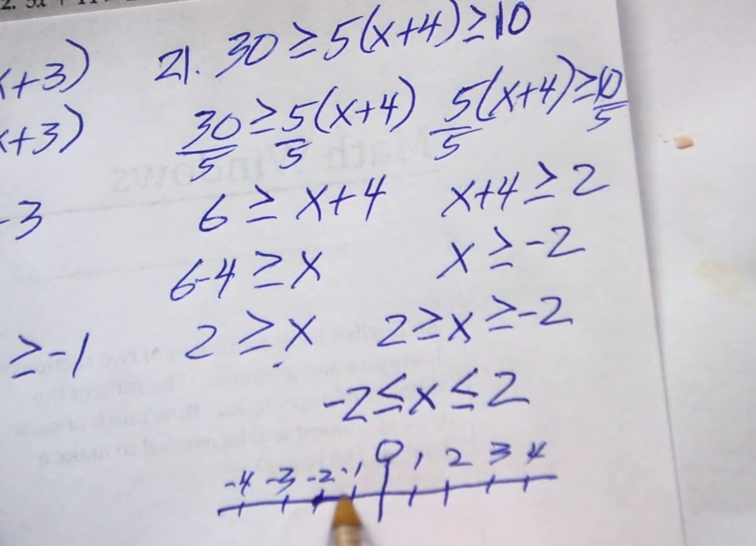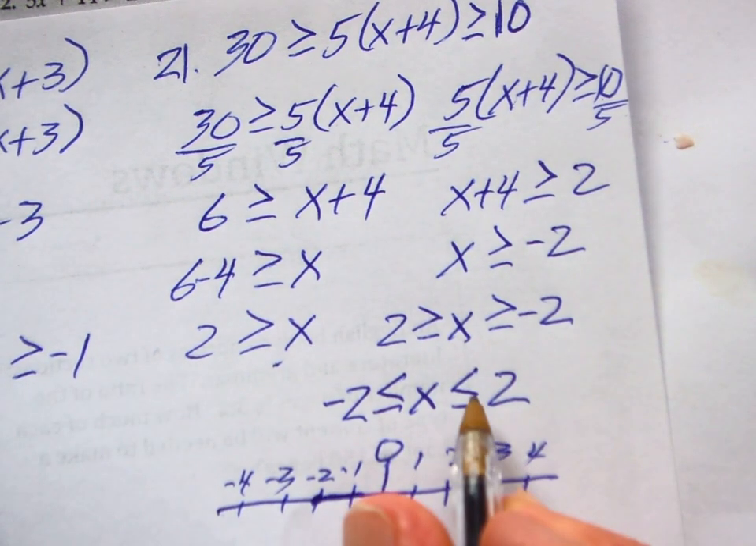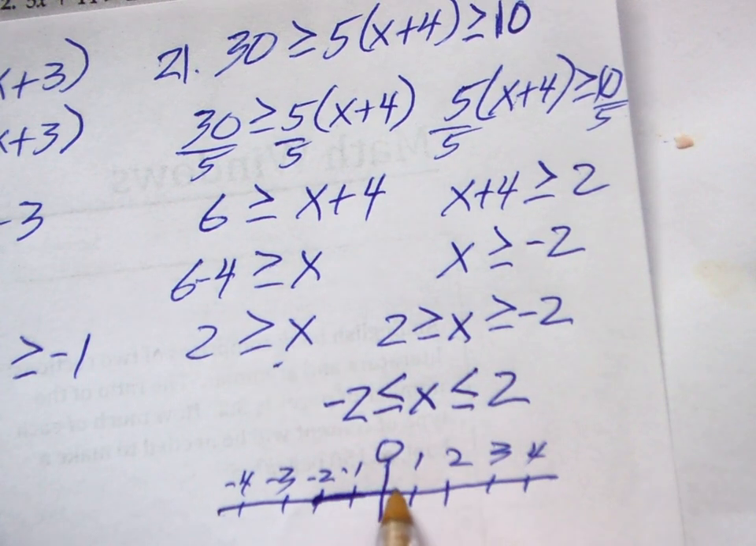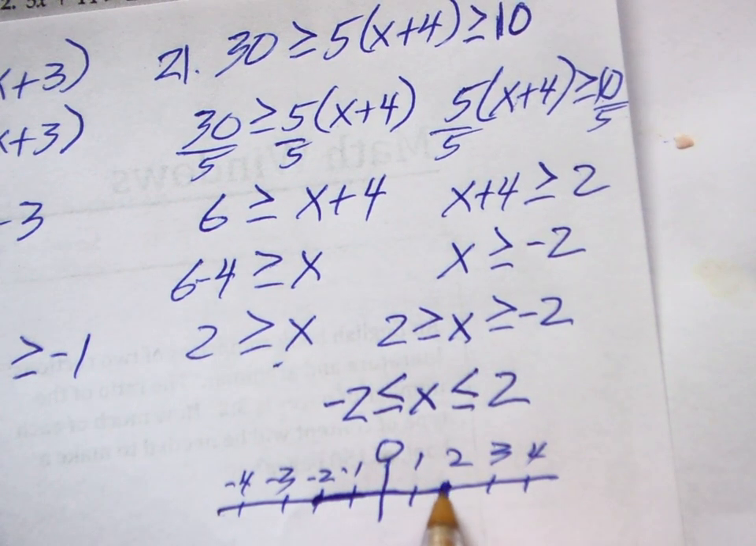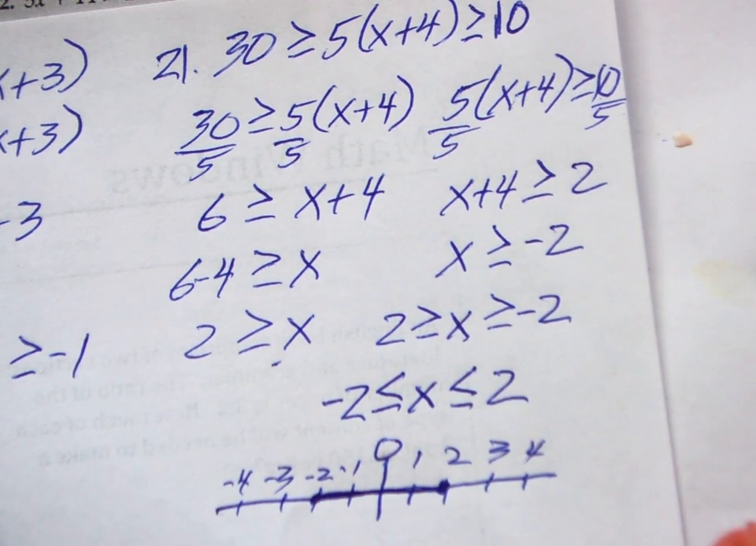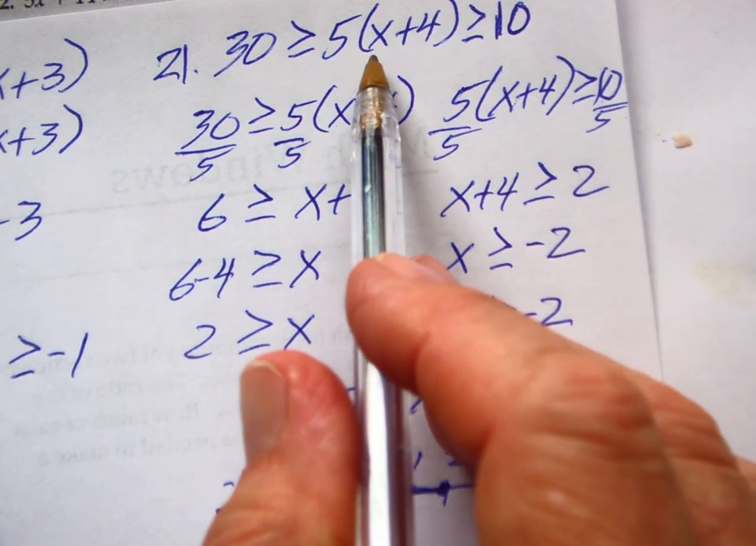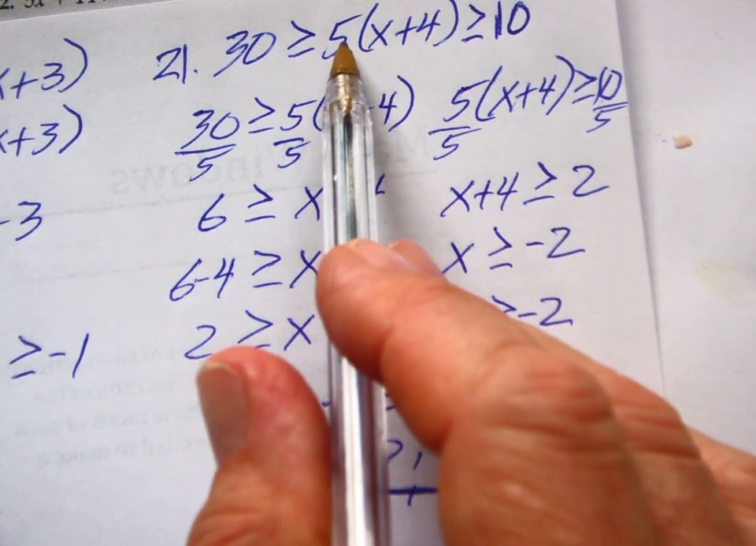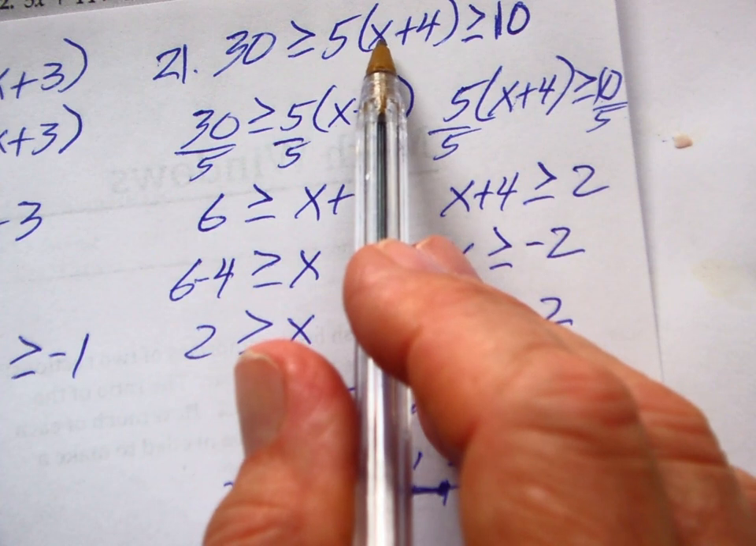It can be equal to negative 2, and x is bigger than negative 2, but it's less than or equal to 2. So I'm going to go all the way to 2, put a dot there. It could be 2, and everything in between. All of this works. Even 0 works. If you put 0 in here, you get 0 times 5 is 0. 30 is greater than or equal to 0.